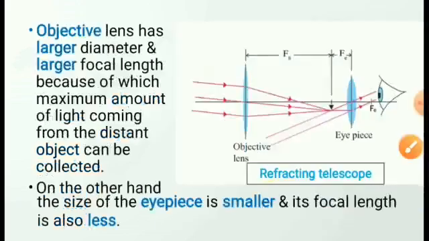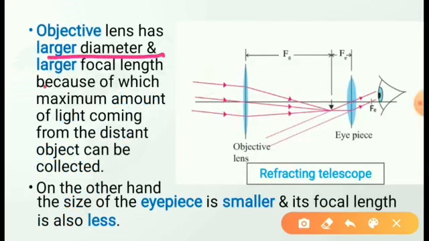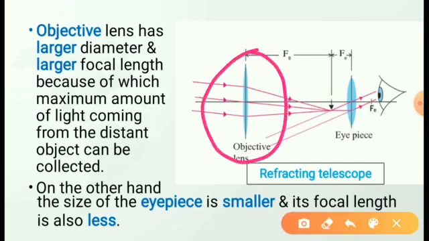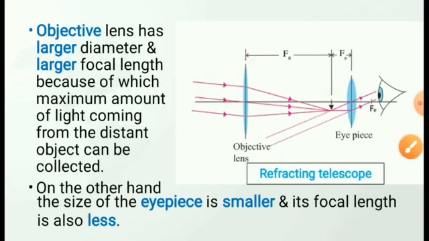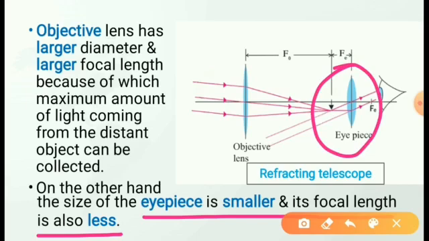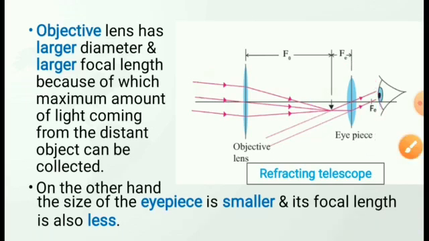Objective lens has a larger diameter and larger focal length, because of which the maximum amount of light coming from distant objects can be collected. You can see here in this picture the size of the objective lens and its focal length. On the other hand, the size of the eyepiece is smaller and its focal length is also less. In this picture, you can see the size as well as the focal length of the eyepiece.